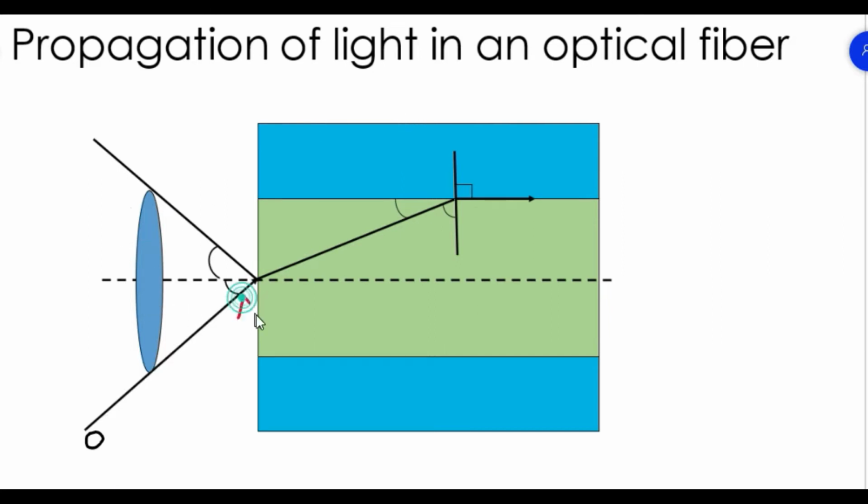Let OA be the incident ray and theta naught is the angle of incidence. Because of the medium difference, the ray gets refracted. Let AB be the refracted ray and P is the point on the core cladding interface. Let N1 be the refractive index of core and N2 be the refractive index of cladding. The medium, I am marking it as air, whose refractive index is 1.